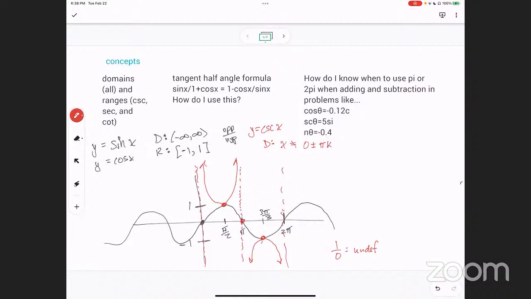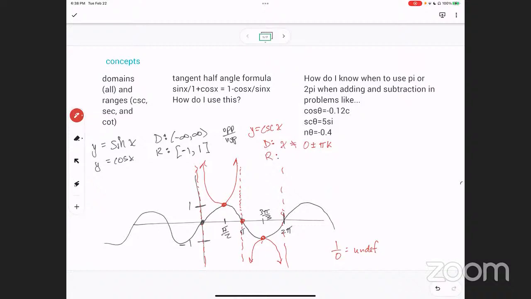Does that make sense? Yeah. Because those are all the places where the sine is going to be equal to 0. Got it? The range of this, what's the range going to be?